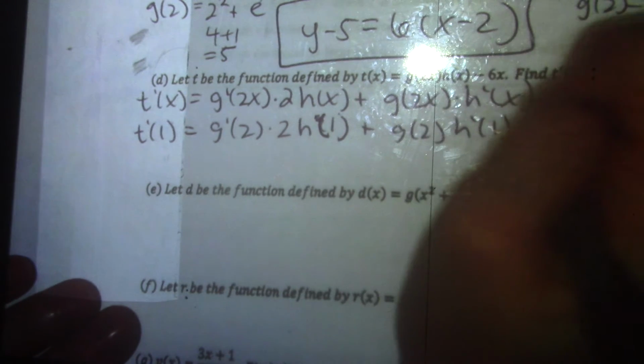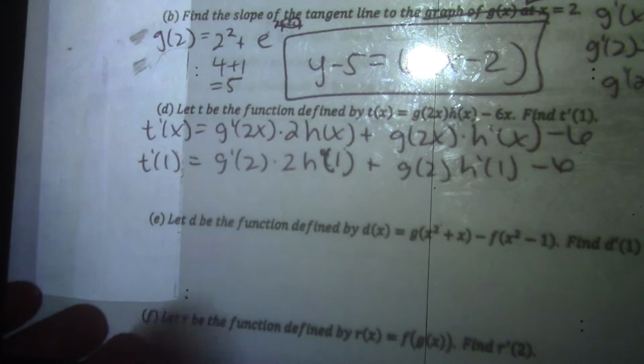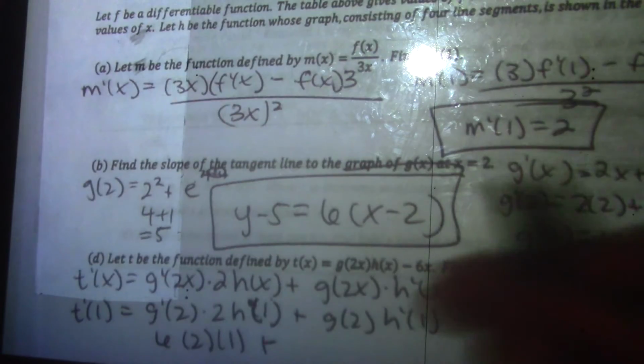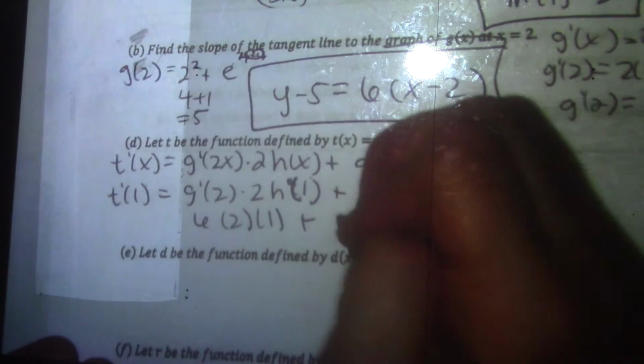h of x, plus, leave that one alone, h prime of x, and then don't forget the minus 6. T prime of 1 is then g prime of 2 times h of 1, plus g of 2, h prime of 1 minus 6. G prime of 2 we just found is 6 times 2. H of 1, so this is just the function value, h of 1 is 1. Plus g of 2 we already found is 5.